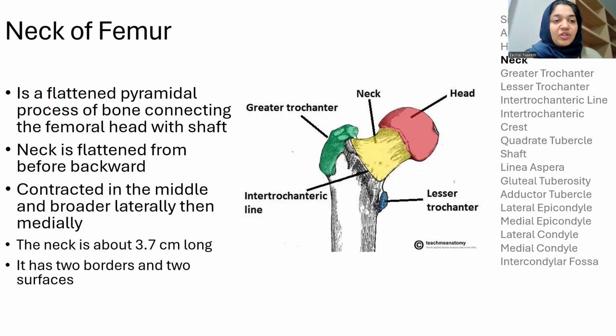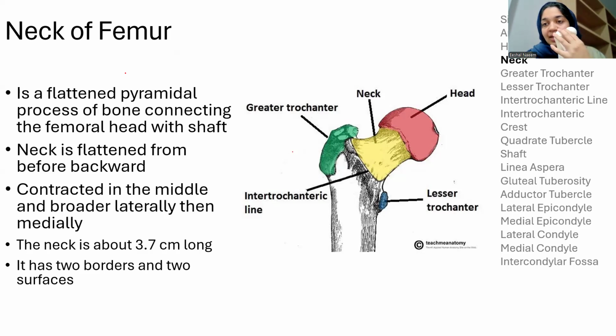So the neck of femur is a flattened pyramidal process of bone connecting the femoral head with the shaft. We also know that the head and shaft form an angle. The angle is 125 degrees normally in adults. Now this neck is a constricted region that connects the head with the shaft, and you can see that the anterior side is flattened and the posterior side is a little convex, which is also giving the depression of the intertrochanteric crest.